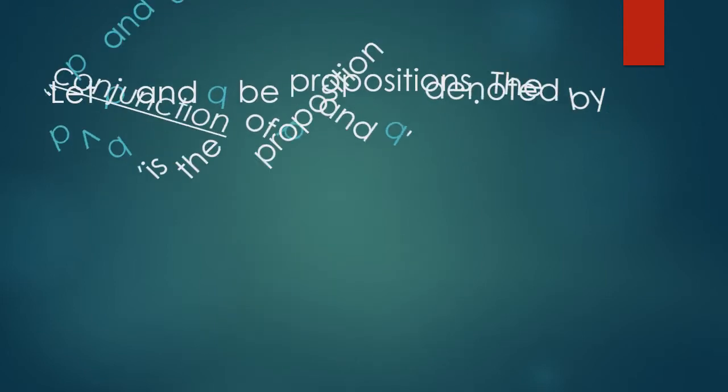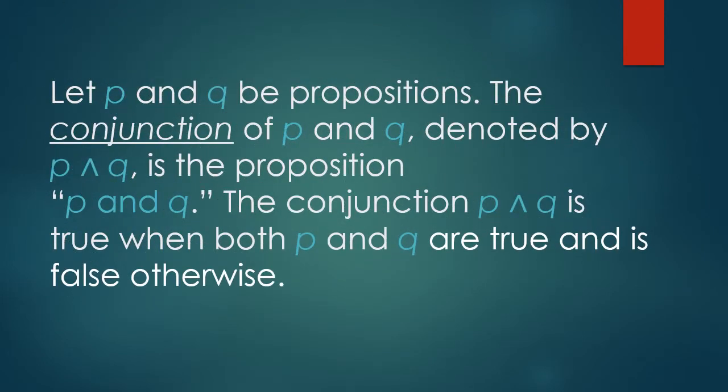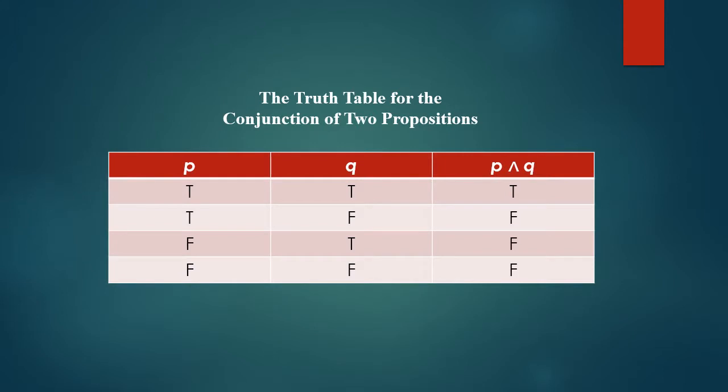Another method is the conjunction. Let P and Q be propositions. The conjunction of P and Q is the proposition P and Q. The conjunction P and Q is true when both P and Q are true, and is false otherwise. And here is the truth table for the conjunction of two propositions.